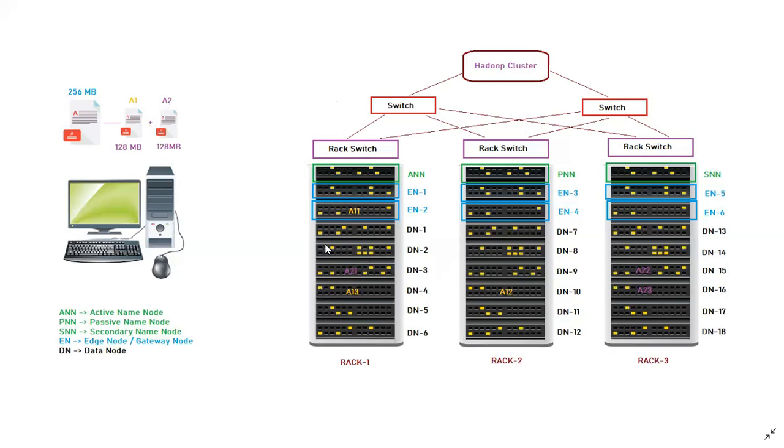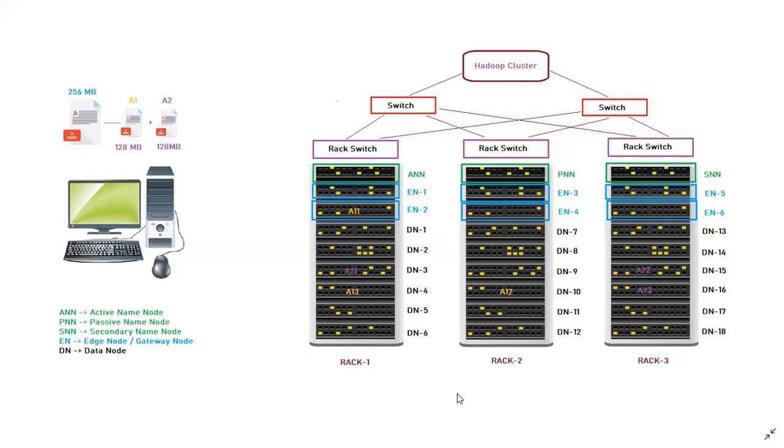The second block: in data node 3, the first replica got stored, and in rack 3, data node 15 and data node 16, the second and third replicas got stored. Here also, all three are not stored in a single rack. That you have to understand. And no two replicas are stored in a single data node. Are you able to understand?